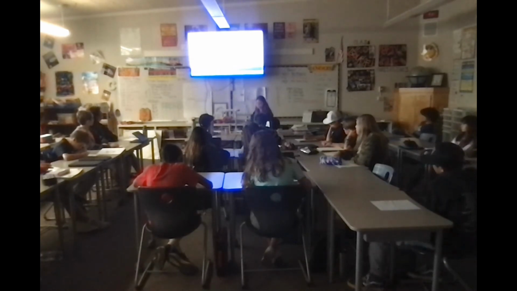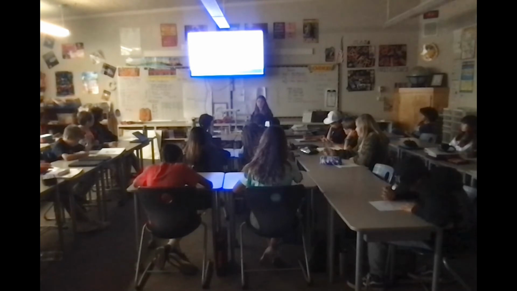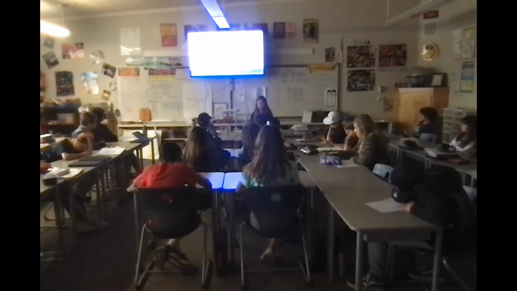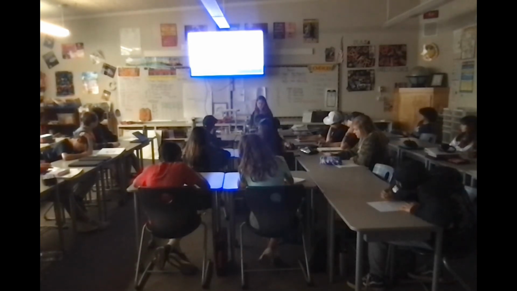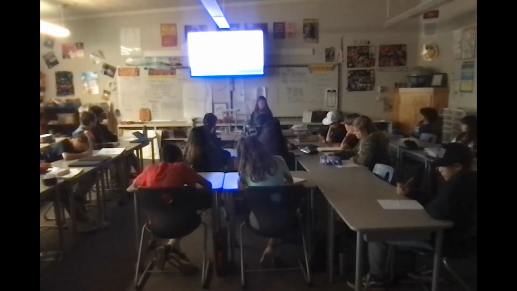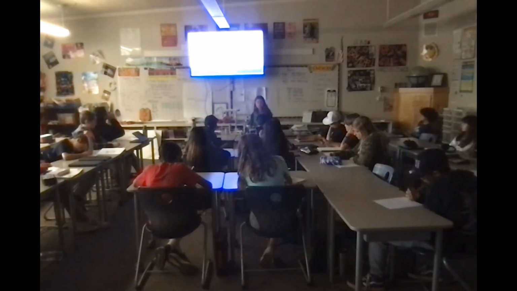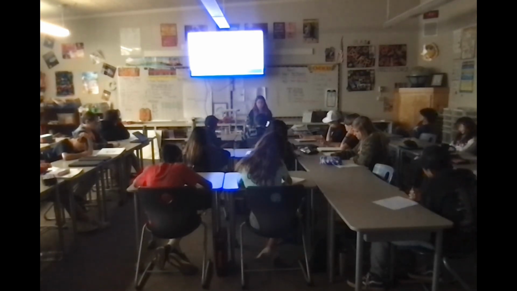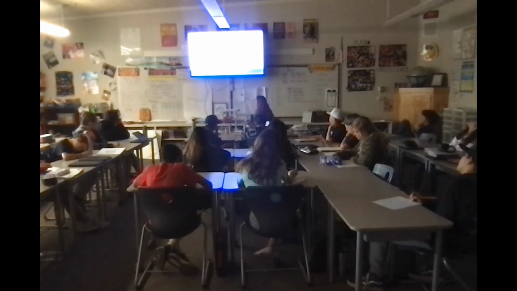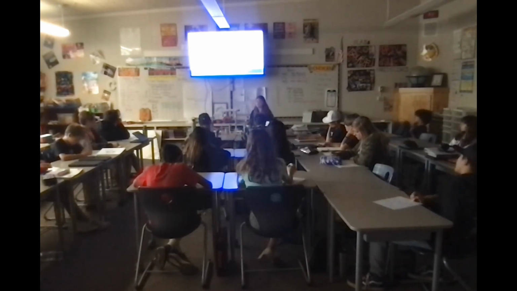3 times 100 is 300. 3 times 20 is 60. And 3 times 7 is 21. All that's left to do is add those three products up, which is not too hard to do mentally either. 300 plus 60 plus 21 gives us 381 as our final answer.